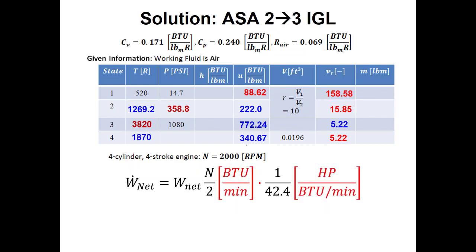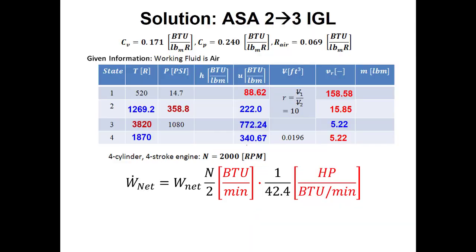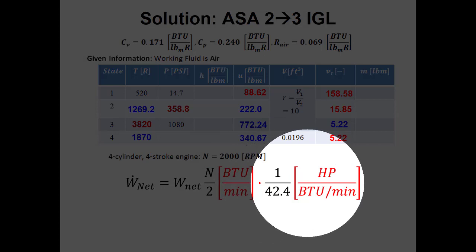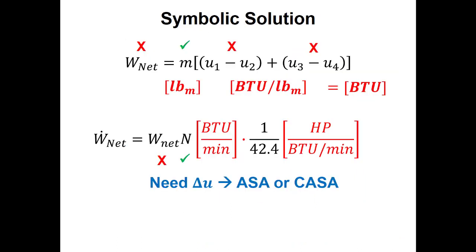Now, I gotta multiply by N over 2, that's my RPM. I'm dividing by 2 here because it's a 4-stroke engine. Now, I've also got to use this conversion to get to horsepower, right? And in this case, I get 10.5 horsepower in my engine after I put all that stuff into my calculation. So now I found the net power. And the problem would be over if I was doing a variable specific heat analysis.